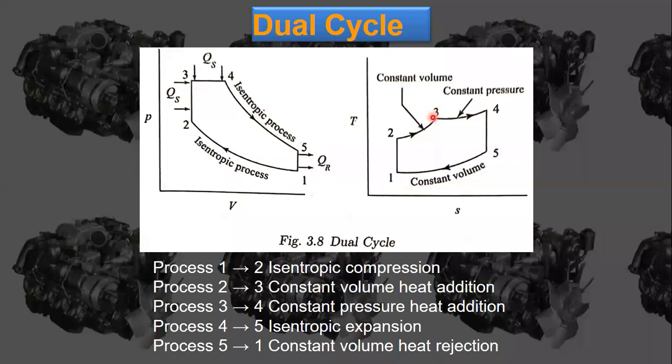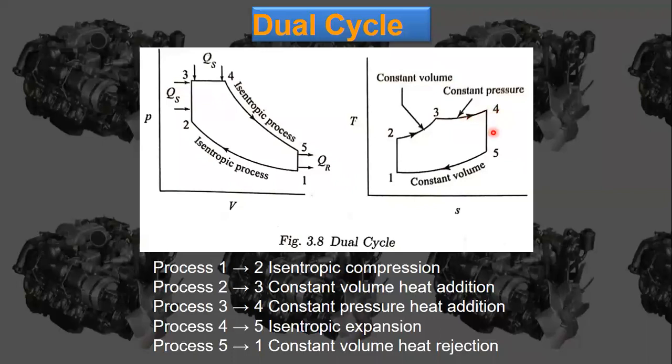There is another heat addition process which is at constant pressure. During this process also there will be an increase in temperature and entropy. From 3 to 4, the temperature is increased from T3 to T4, and entropy increased from S3 to S4. Here T4 is the peak temperature in the dual cycle. That is how we are going to add heat. If we add heat, there will be an increase in temperature and entropy, which will help us to push the piston downwards after the production of power.